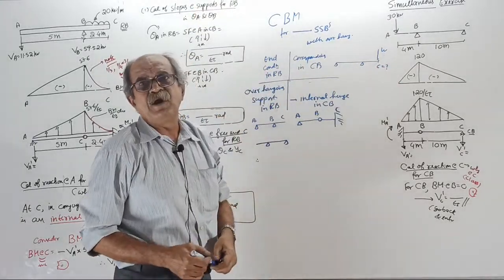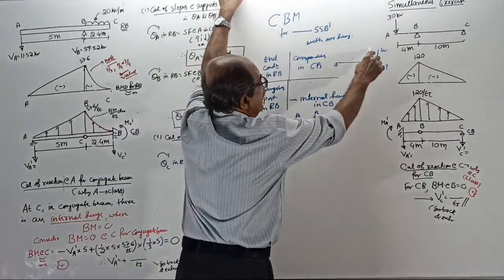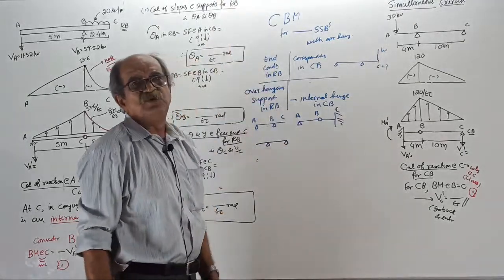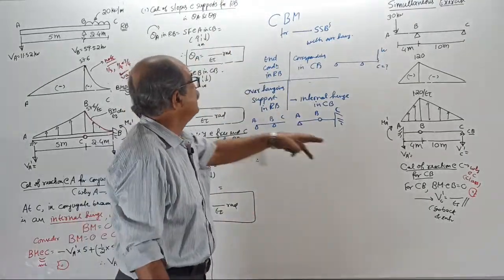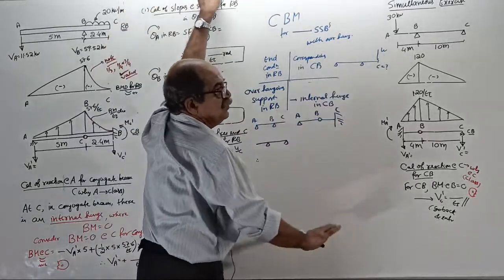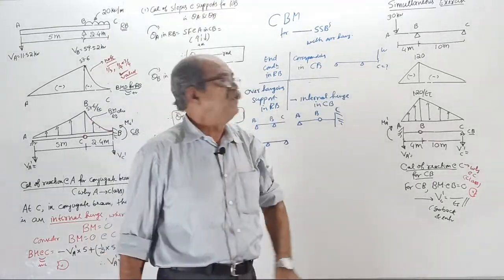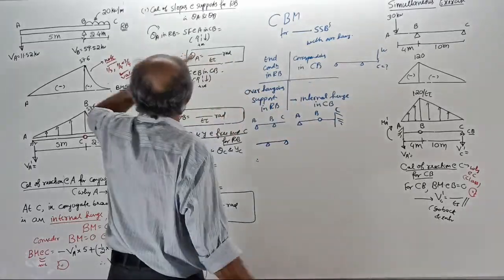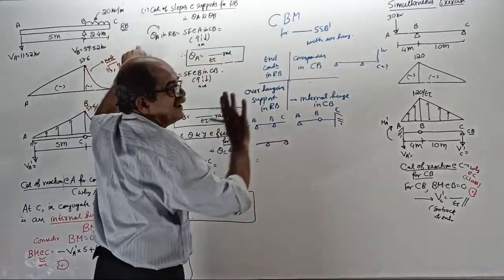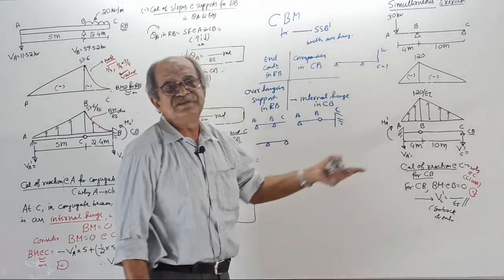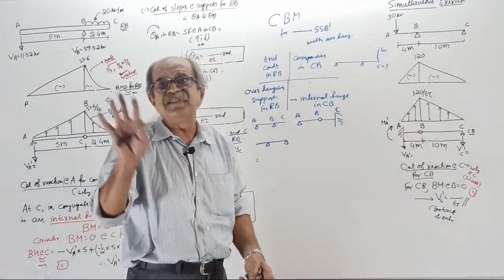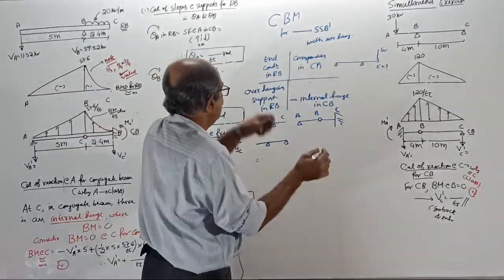People who solve by Macaulay's method find the reactions, take a section XX, then integrate two times, which is lengthy. Conjugate beam method, all this calculation. Just a simple trick will give the answer. I will tell you the trick after I get the answer here. You understand the trick. Okay, now see here.